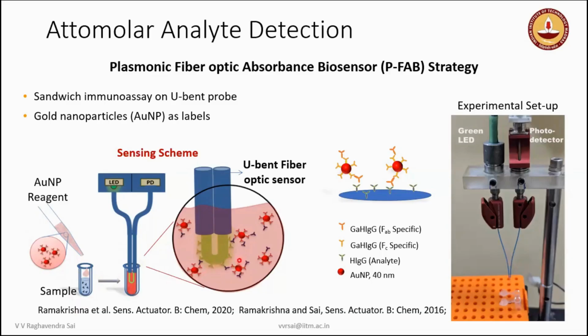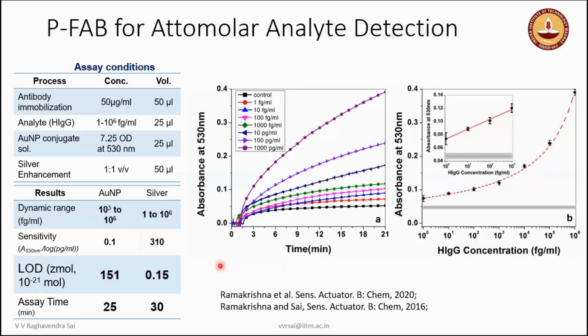So you actually have a sandwich immunocomplex formed on the surface of the fiber with gold nanoparticles very close to the surface. As soon as the gold nanoparticles are on the surface, we actually start seeing the absorption. So this is how the optical absorption goes up depending on the concentration of the analyte in the solution. And the dose response curve one can actually generate like this.